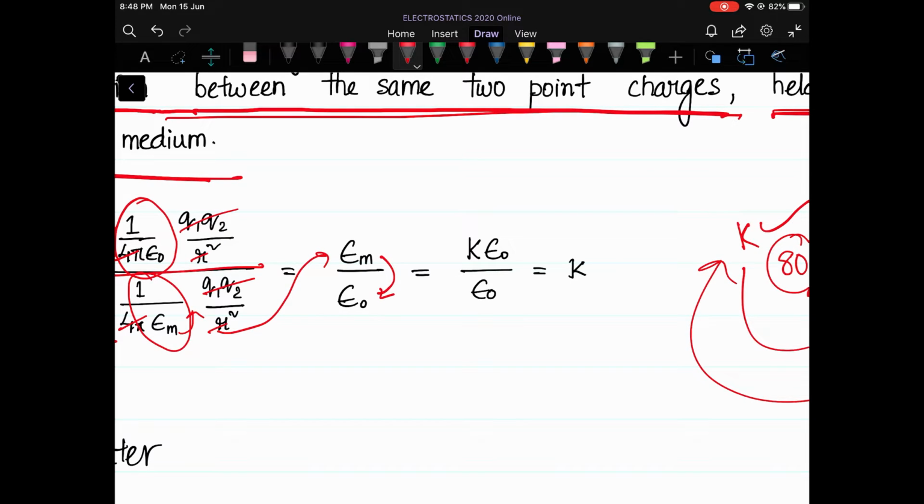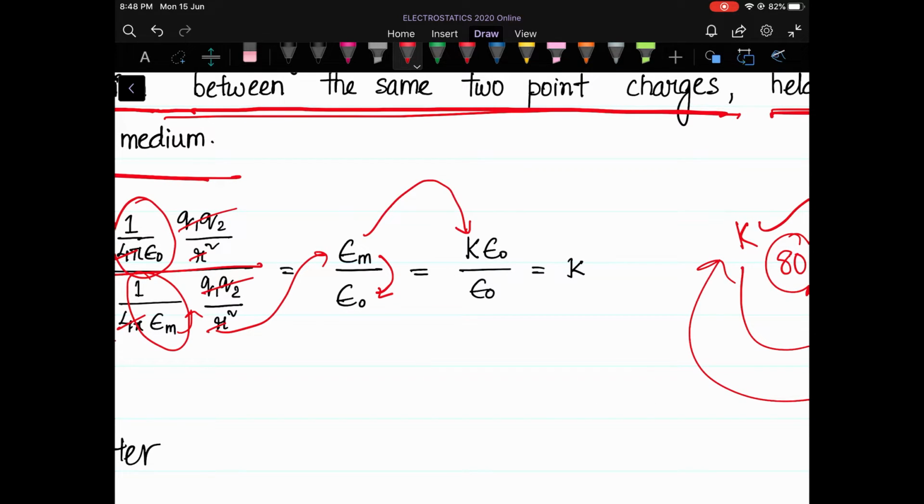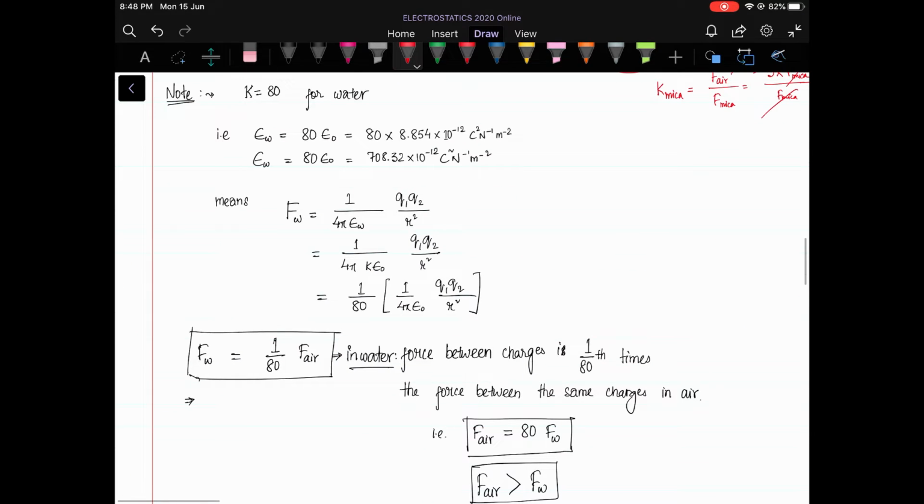And if you remember, epsilon for medium must be k times the value of epsilon for air. Hence, when we cancel these two, we are left with k. Here you can see we are doing the same thing.